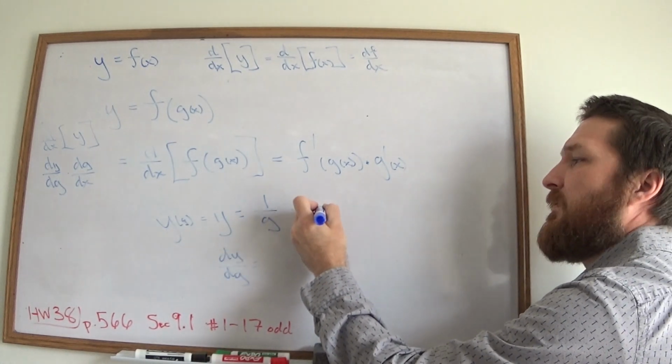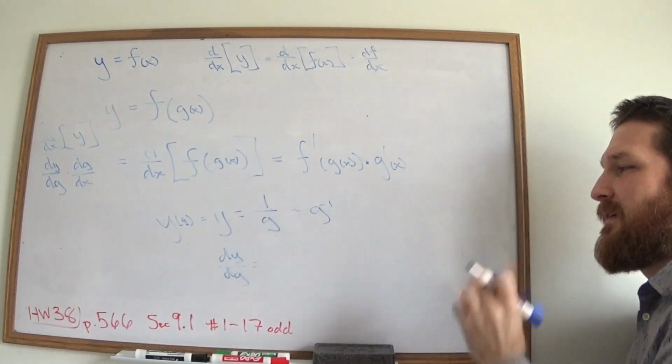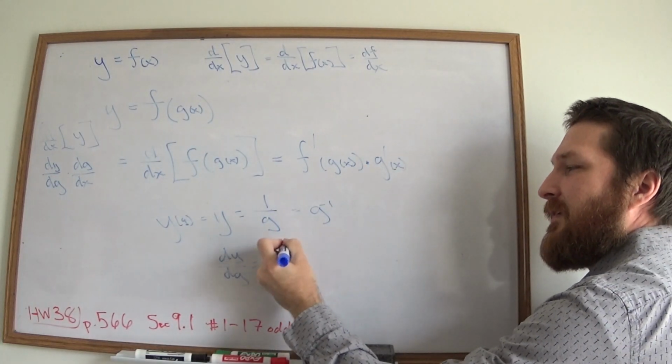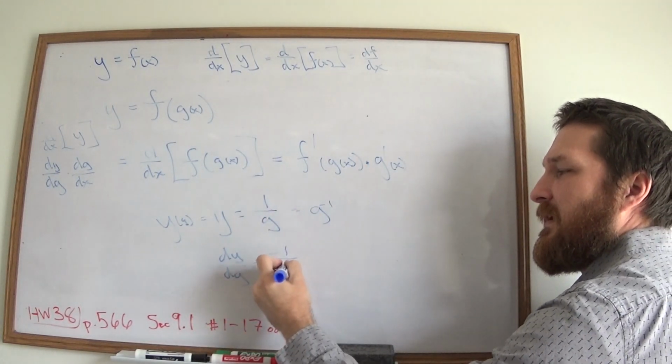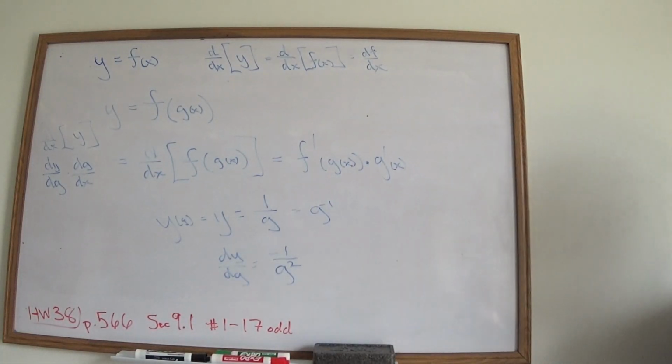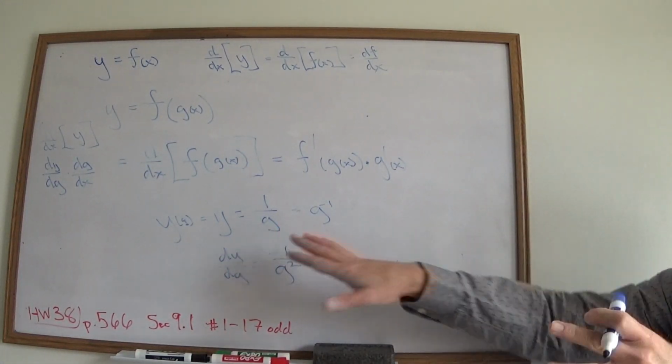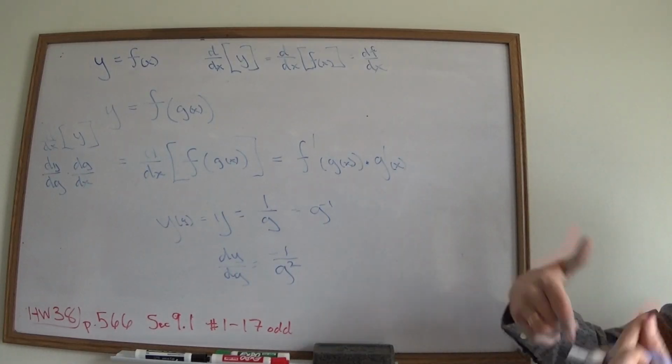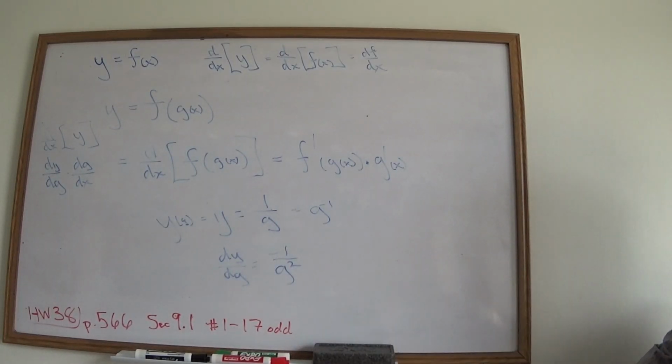No, the derivative, not the antiderivative. Negative g to the negative 2, right? Like that. Times the derivative of g, but if it's just g, then we stop there. But now we're going to pretend that g is a function of x.